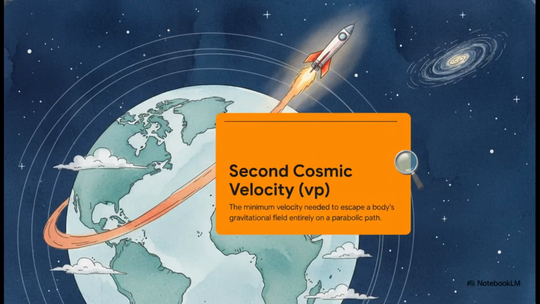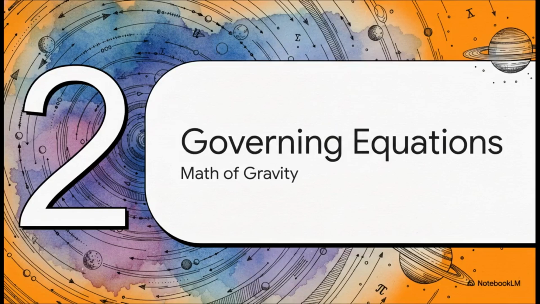The second cosmic velocity, more commonly known as escape velocity, is the minimum speed required to break free from a celestial body's gravitational field entirely. At this velocity, the object's kinetic energy precisely equals its gravitational potential energy, allowing it to travel infinitely far from the body.